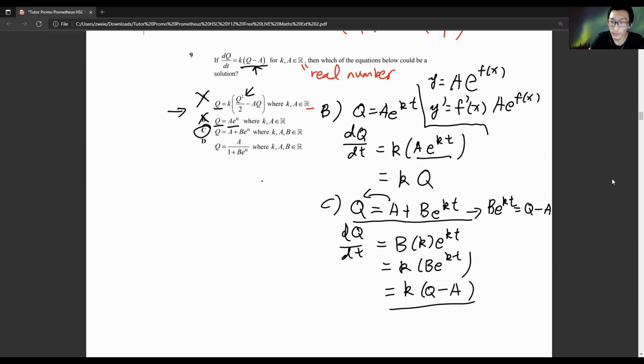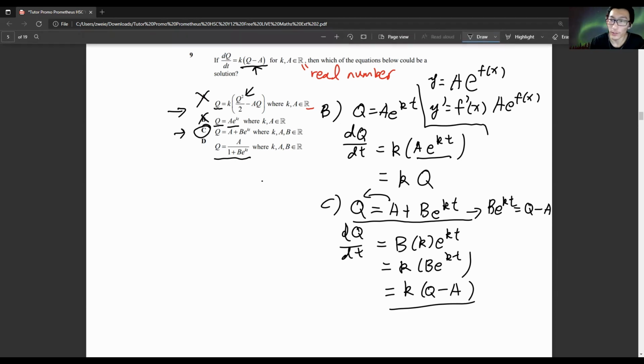And for time purposes, I'm not going to do D because it's just too long for me to check. But once you find your answer, you can stop here already. So for 9, it will be C. Any questions? And I bet there's nothing in chat.